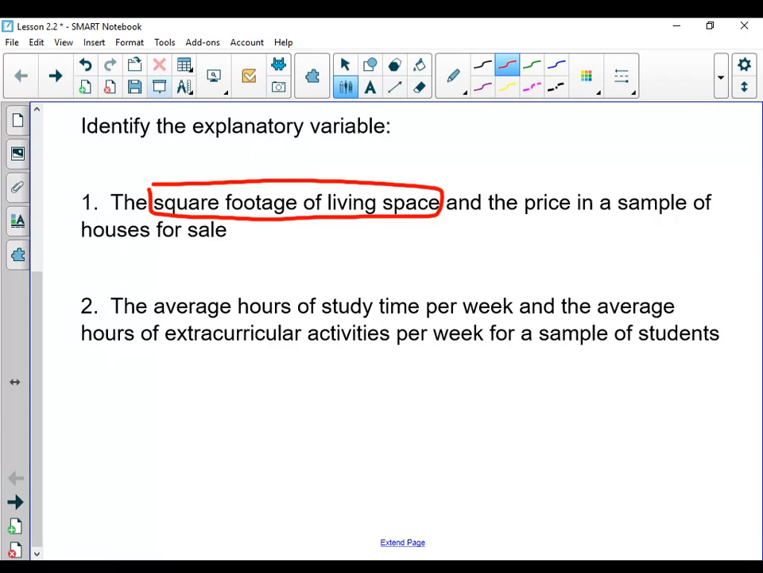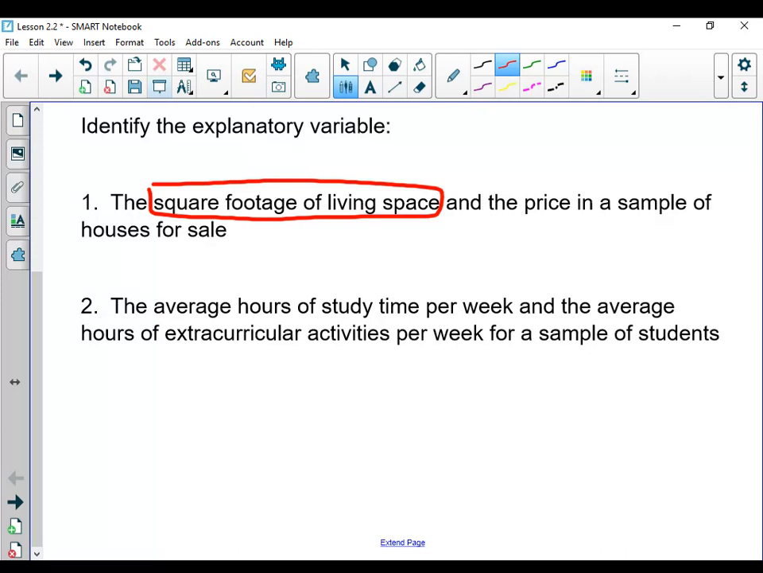What about this second one? If we look at the average hours of study time per week and the average hours of extracurricular activities per week for a sample of students, what do you think would affect the other? Would the number of study time hours affect the extracurricular hours? Would the number of extracurricular hours affect the study time hours? Any ideas? What do you think, Brad? Okay, so maybe if I have a lot of extracurricular activities going on, it's going to affect how much time I have that I can study. All right, so I would say that makes sense.